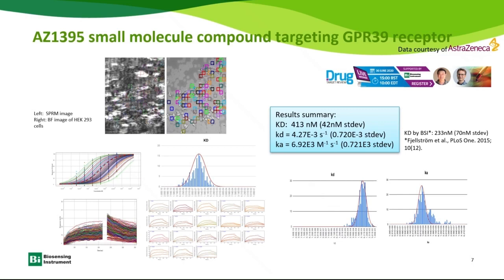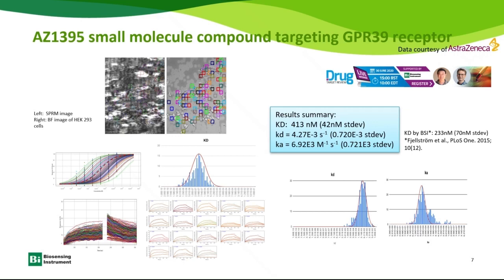This is one of the nice experiments we've done with AstraZeneca. The system we are looking at is a small molecule, AZ1395, targeting the GPR39 receptor on HEK cells.